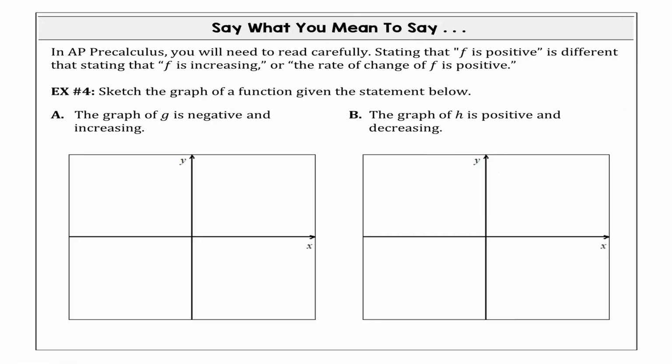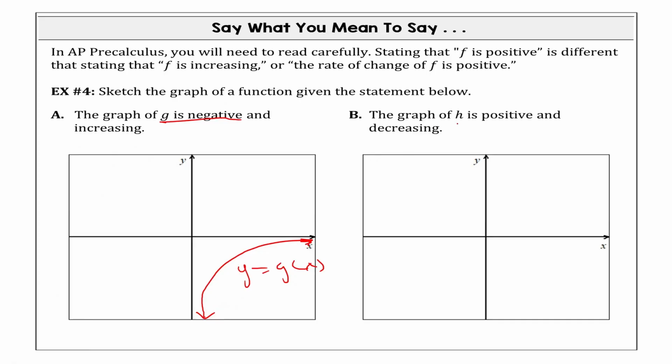All right. So key thing here is it says that G is negative. G being negative means that G has to be below the x-axis. That's what this negative piece is telling me. And it has to be increasing, which means that from left to right, it has to be going up. So you could have drawn something as simple as this. Here's my y equals g of x. Is it negative? Because it's below the x-axis. And is it increasing? Yes.